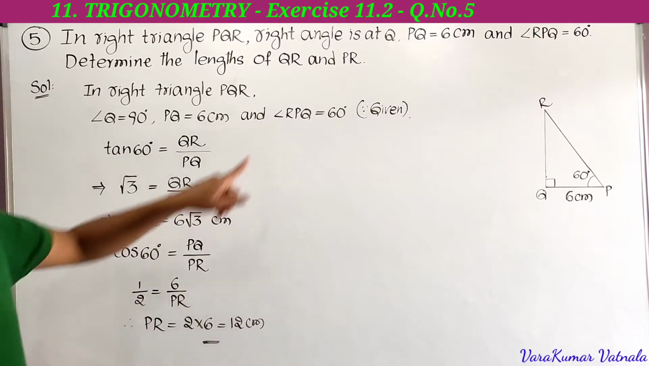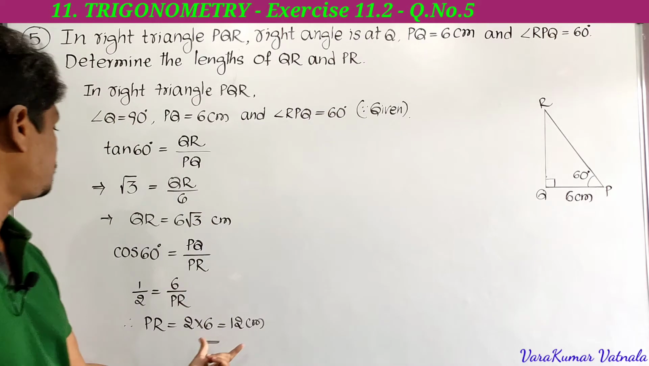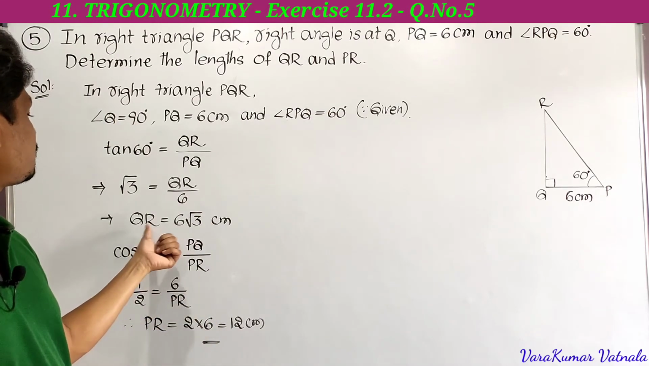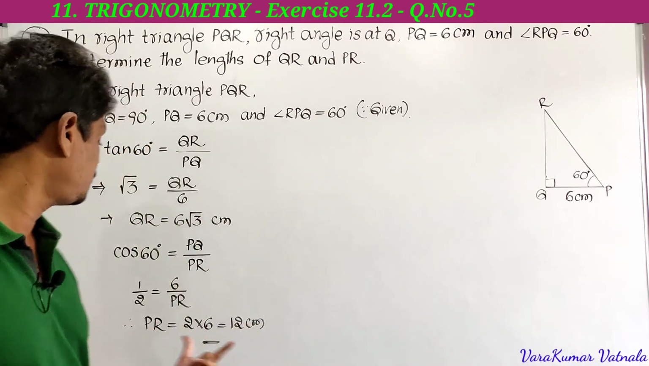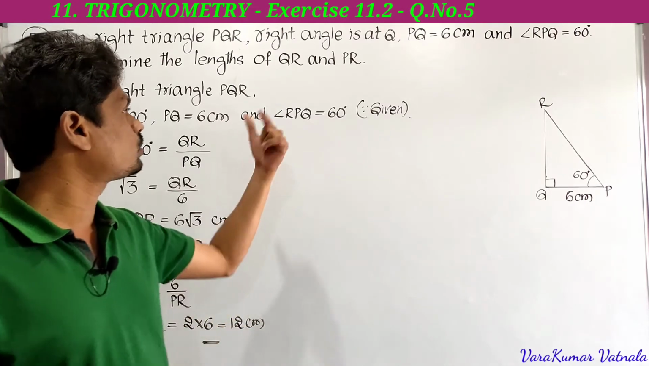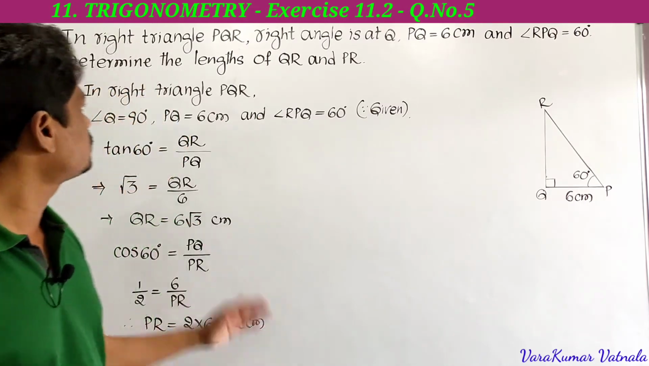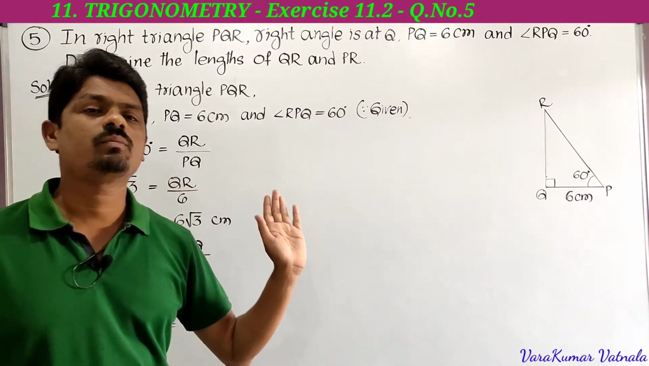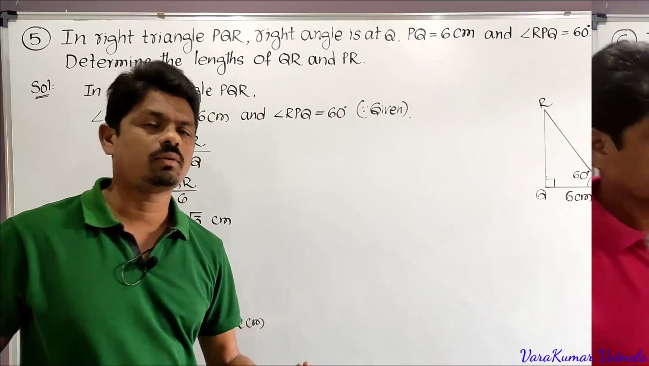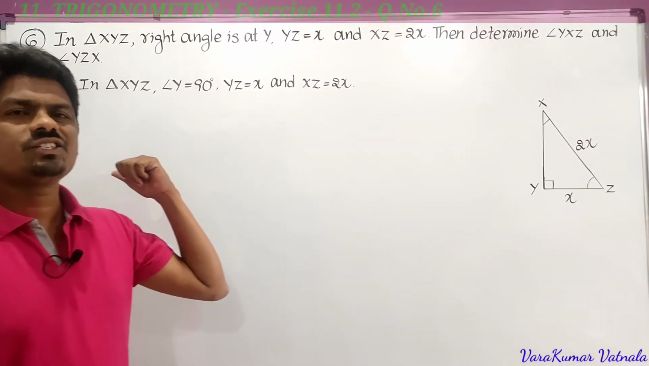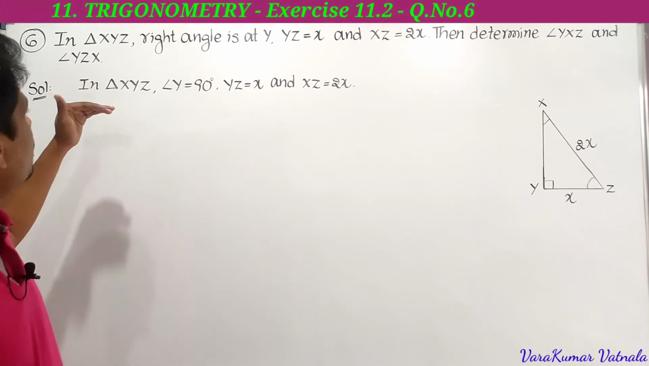We had to find the length of QR and the length of PR. So we got the length of QR equal to 6 root 3 centimeters and the length of PR equal to 12 centimeters. So this is the fifth problem in exercise 11.2. Next we have to solve the sixth problem in exercise 11.2.